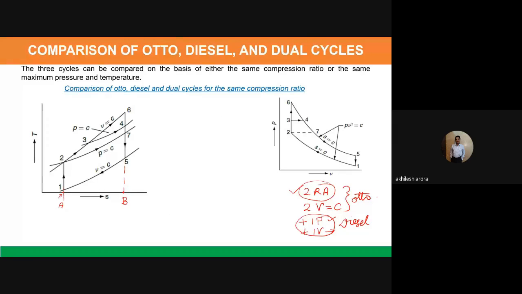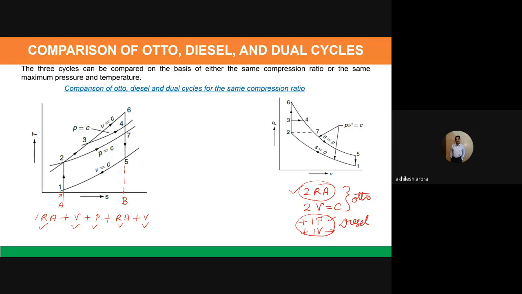Then finally we have the dual cycle, and we know in the dual cycle we have heat supply at constant volume as well as constant pressure. So the first process is reversible adiabatic, followed by heat supply at constant volume, followed by heat supply at constant pressure, followed by a reversible adiabatic process, followed by heat rejection at constant volume. So there are five processes in a dual cycle.